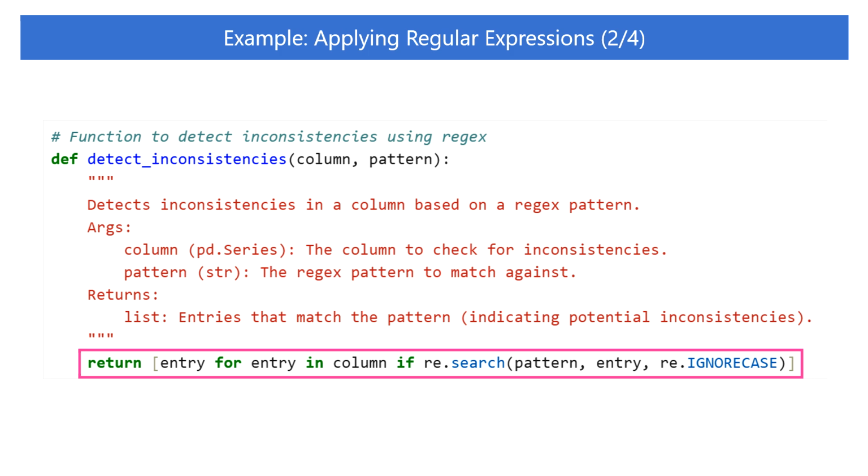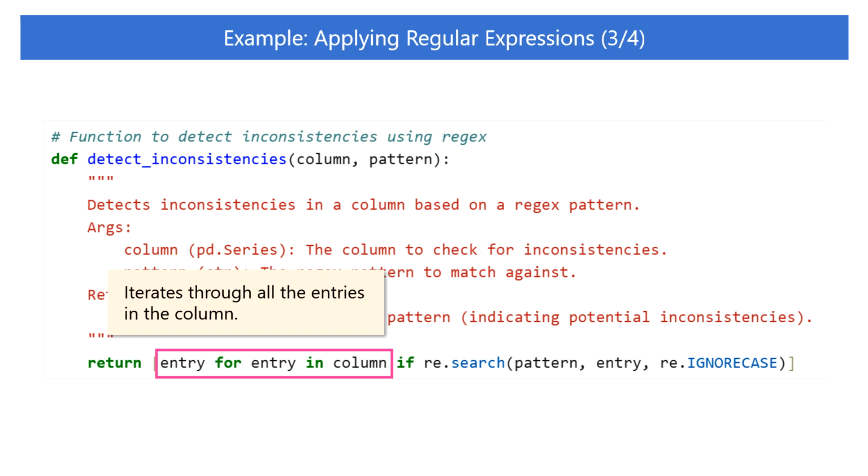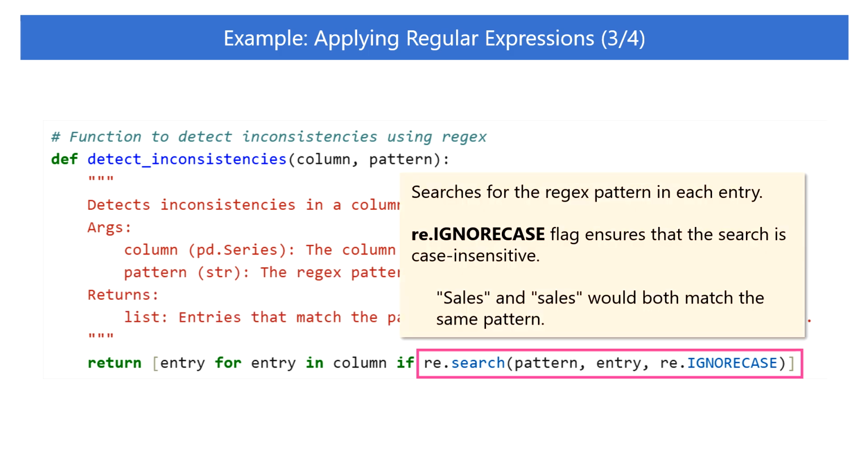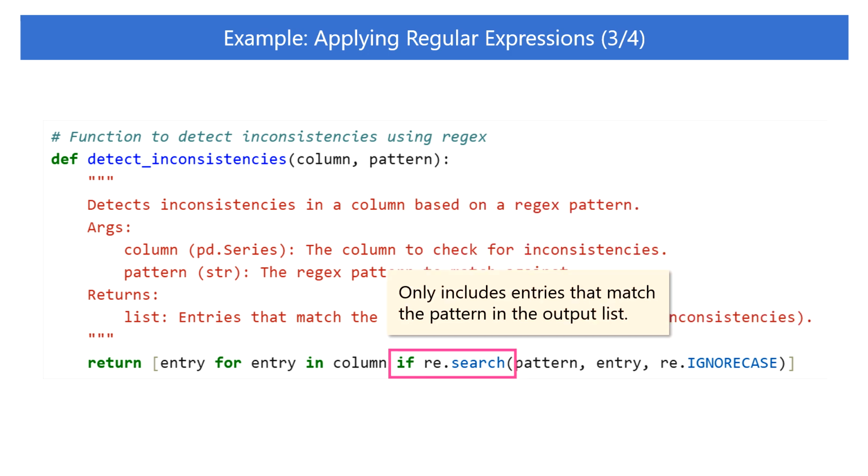Let's explore this line in more detail. This part, entry for entry in column, iterates through all the entries in the column. Next, this part, re.search(pattern, entry, re.IGNORECASE), searches for the regex pattern in each entry. The re.IGNORECASE flag ensures that the search is case insensitive. And if re.search finds a match, the entry is included in the output list; only entries that match the pattern are included.